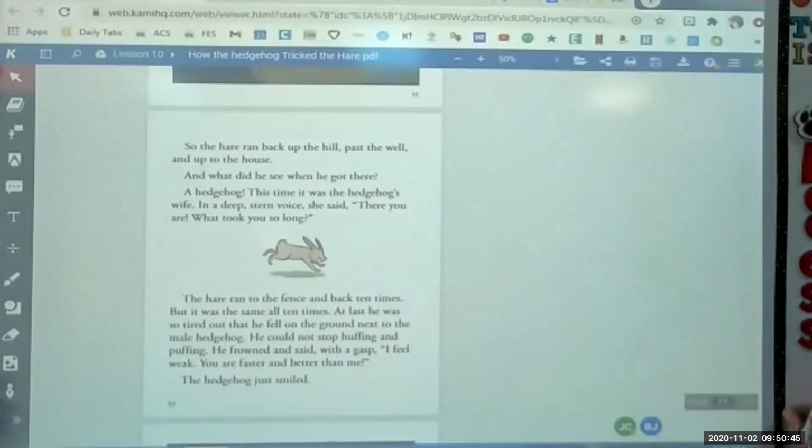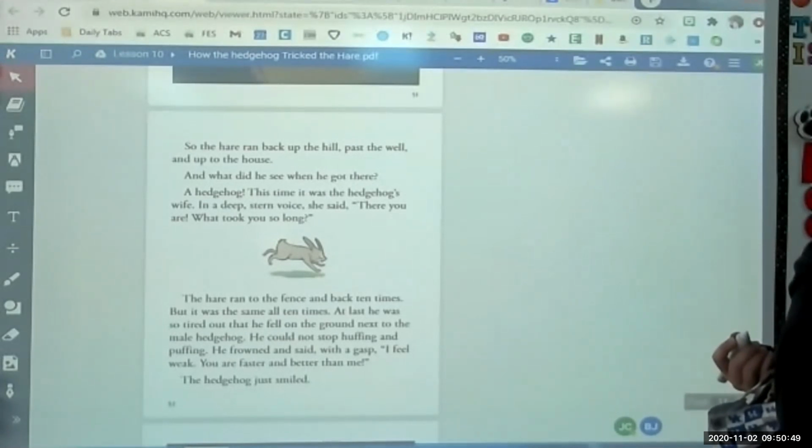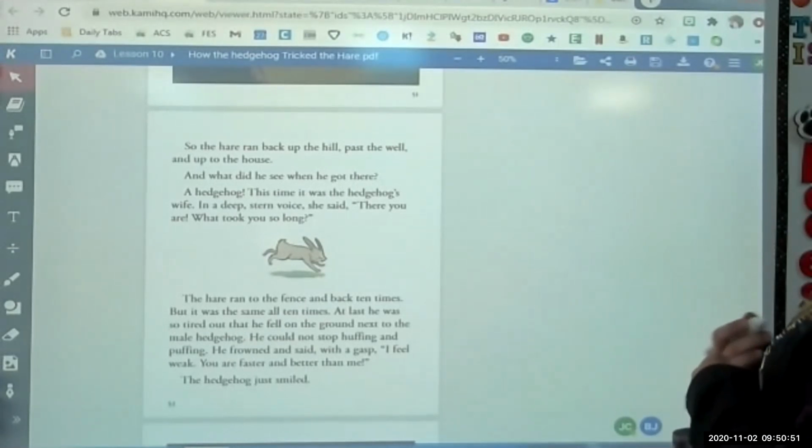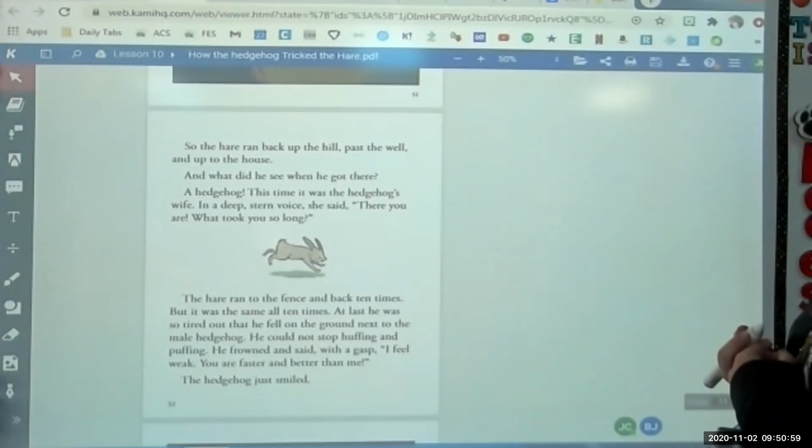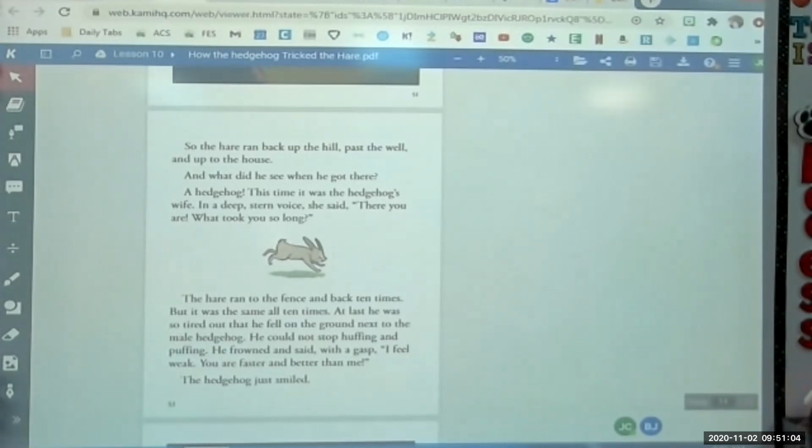So the hare ran back up the hill, past the well, and up to the house. And what did he see when he got there? A hedgehog. This time it was the hedgehog's wife. In a deep, stern voice, she said, "There you are! What took you so long?" The hare ran to the fence and back 10 times, but it was the same all 10 times.